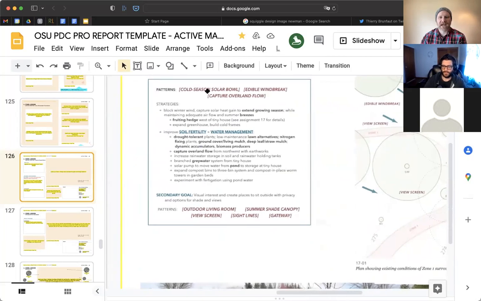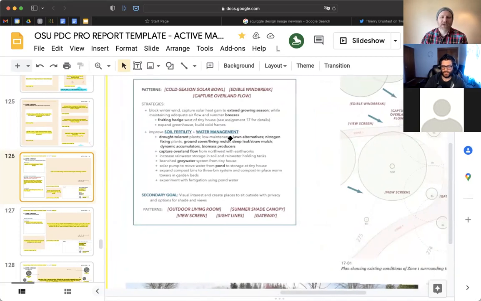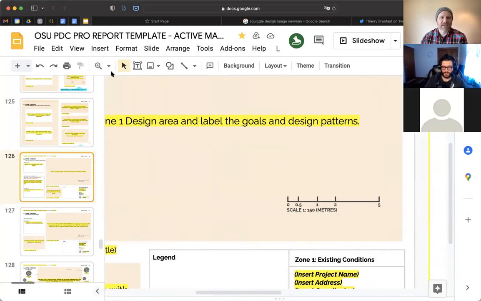But over here, we've got the patterns. What are the different patterns? What are the strategies that we're thinking of? Well, we want to block that, extend the season. We want to improve. Sometimes we might even get into the strategy itself, like we're thinking a shelter belt or something of that nature.